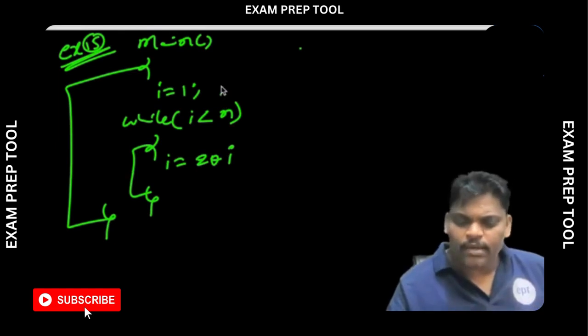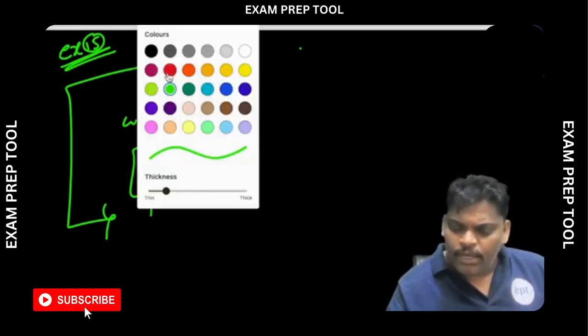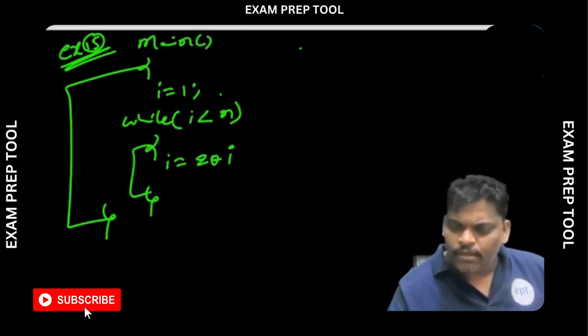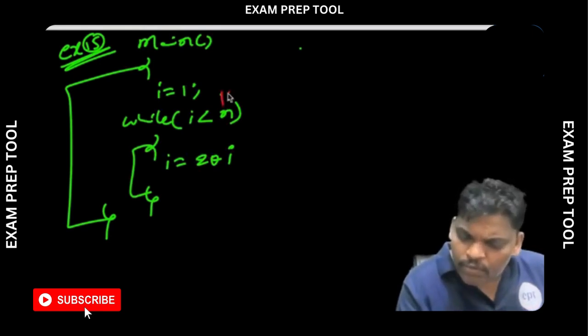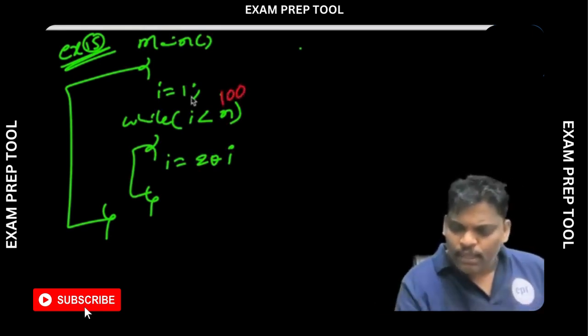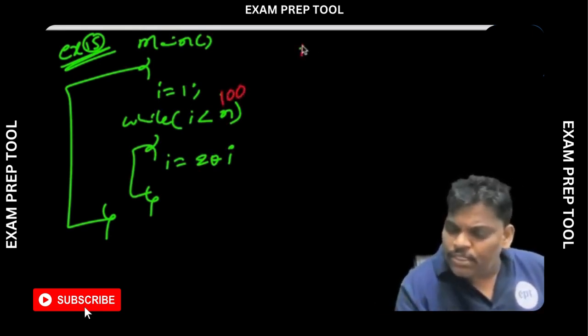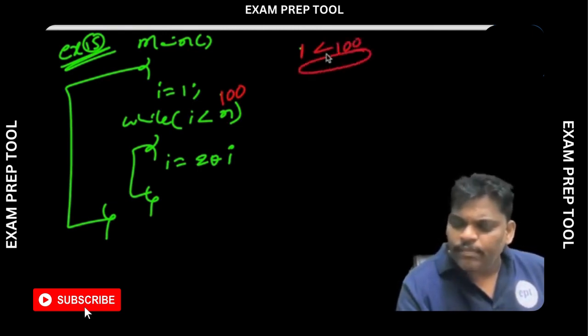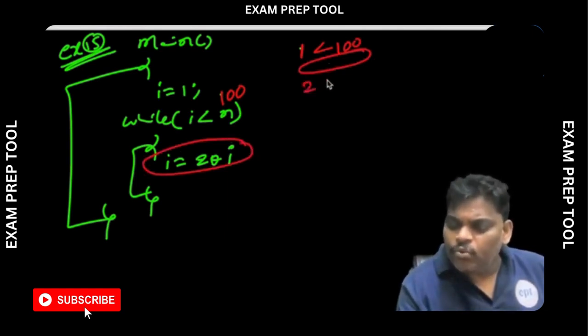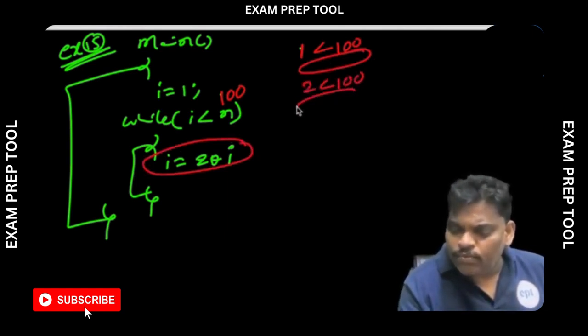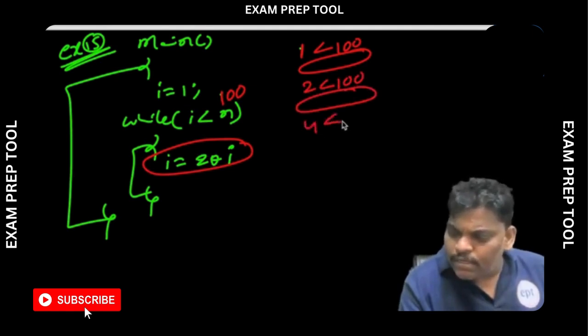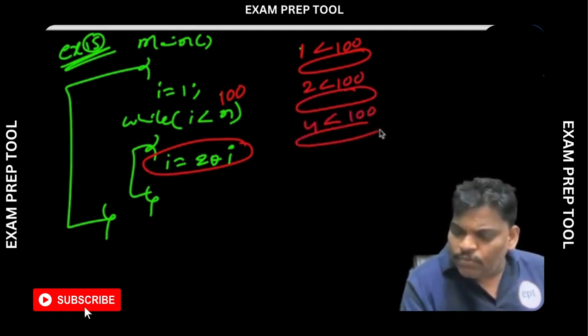Let us assume that n value is 100. Learn the basics, see this one. I value 1, see the first condition. 1 less than 100, condition true, go inside. Inside means execute the statement. I value becomes double: 2 less than 100, condition true. 4 less than 100, condition true.